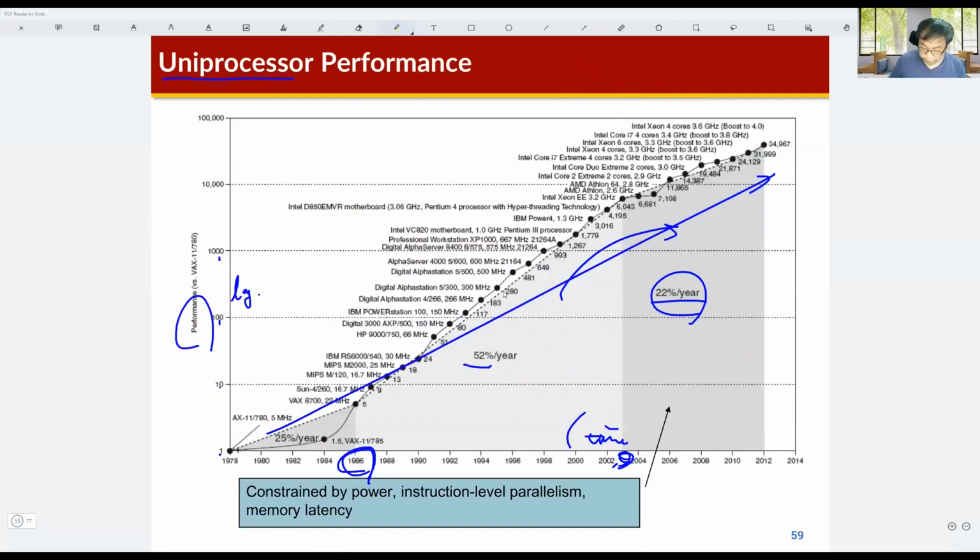So also this trend is caused by the restriction of the uniprocessor performance. Actually the performance of the uniprocessor increased exponentially, but recently the performance of the uniprocessor is saturated. So that's why we cannot increase the performance of the single core processor.